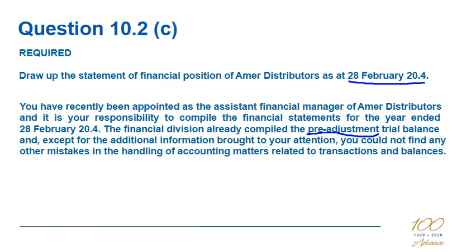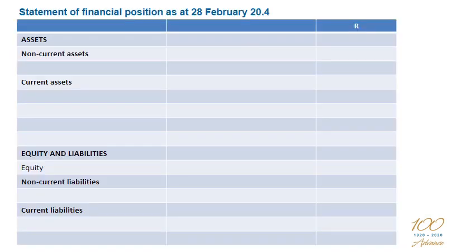When you read the required part, the first thing that you do is draw up a framework to start your answer off. The framework for the statement of financial position, remember, it's as at a specific date. So as at 28 February 20.4 is the basic financial accounting equation just in a statement format. So we have assets at the top and our equity and liabilities at the bottom.